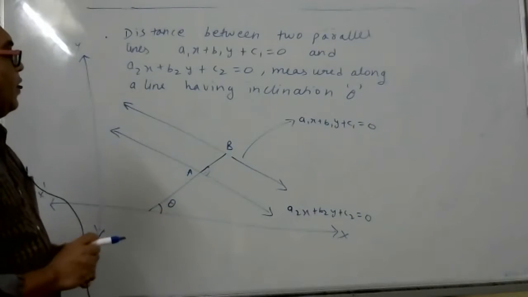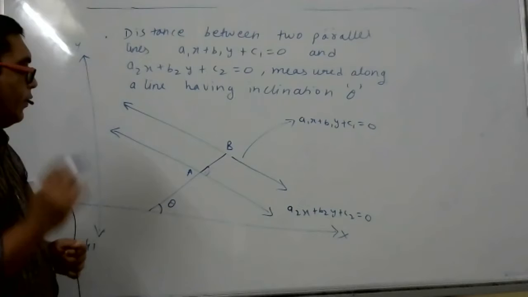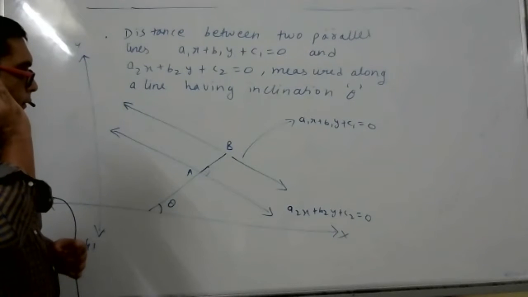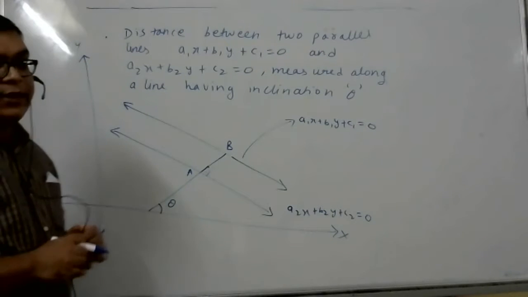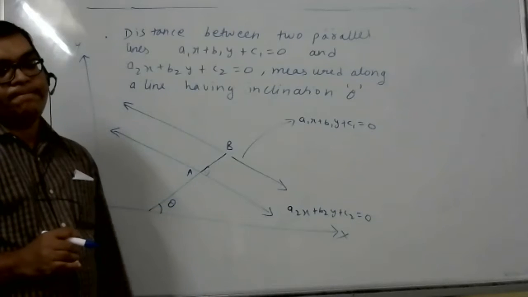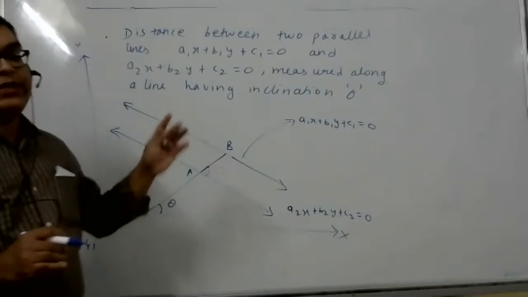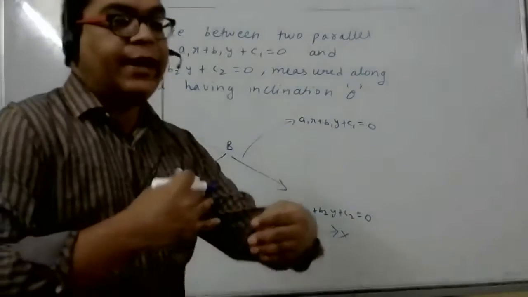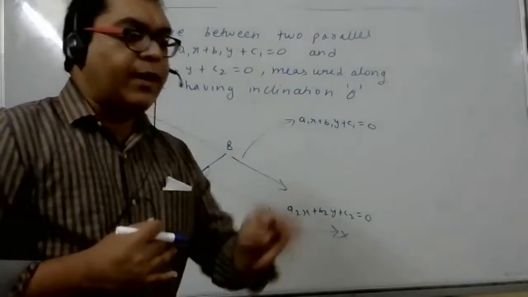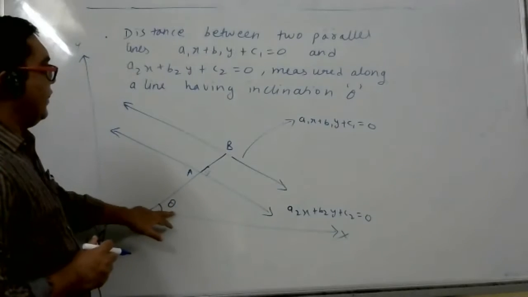So does anybody know the formula for this? Have you understood this concept, what I'm teaching? Sir, here m will be tan theta. No, have you understood the concept, what I'm teaching? We have to find the distance between two lines, but not the perpendicular distance. The distance measured along a line which has an inclination theta.